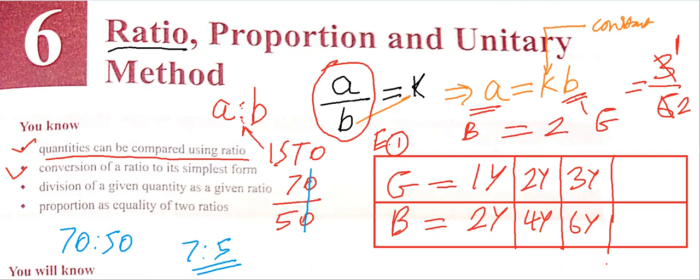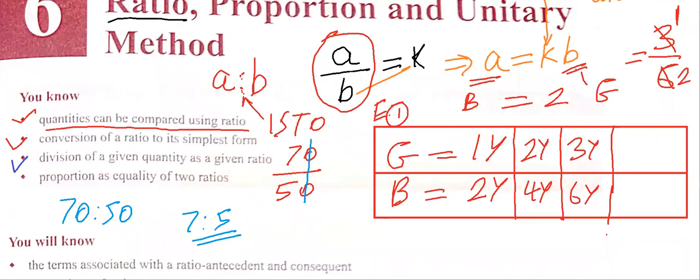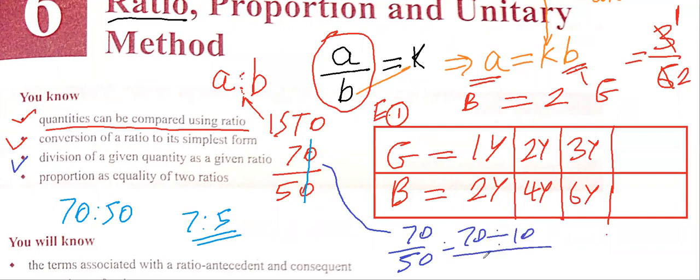Okay, now let's understand the third point: division of a given quantity in a given ratio. This also we have studied. That's what I did here. This was 70 divided by 50. I divided the 70 by 10, and in the denominator I also divided the 50 by 10. Then I got 7 upon 5, which I can write as 7 is to 5.